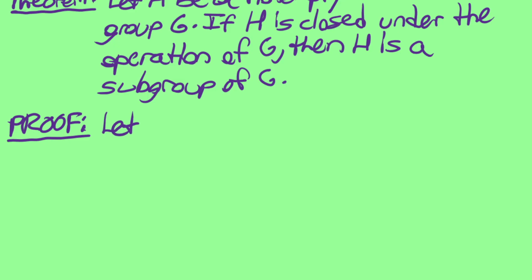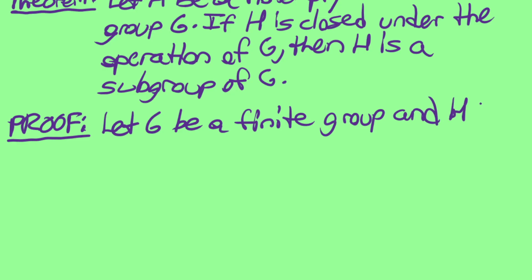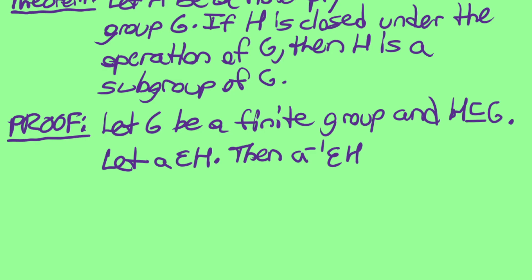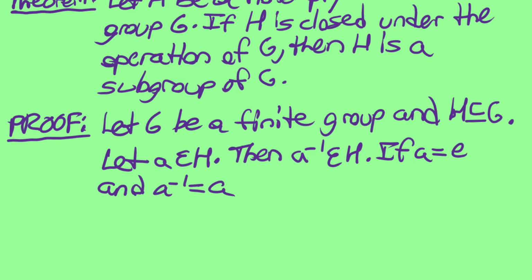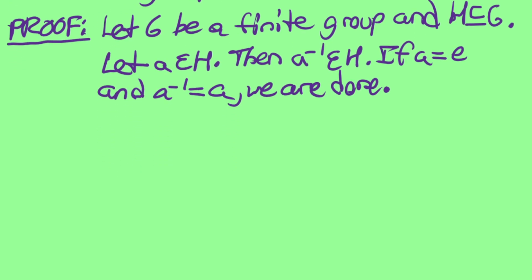So let G be a finite group and H be a subset of G. So now let's let A be an element of H. Then A inverse is an element of H if A equals the identity element and A inverse equals A, we are done. So let's see if we reach that conclusion.